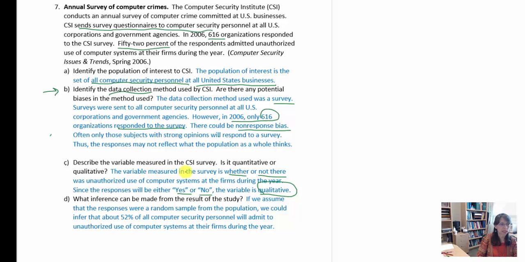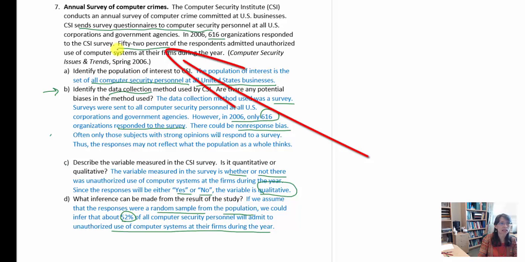And last, Part D, what inferences can be made from the result of the study? If we assume that the responses were a random sample from the population, we can infer that about 52% of all computer personnel will admit to unauthorized use of computer systems at their firm during the year. We get this 52% directly from the dialogue above. It says 52% of the respondents admitted unauthorized use of computer systems. So that would be our inference based on the results of the survey.